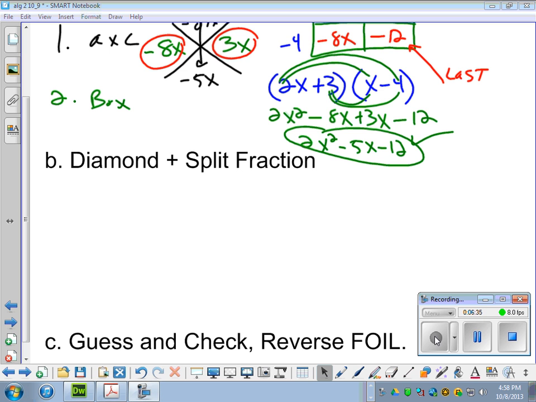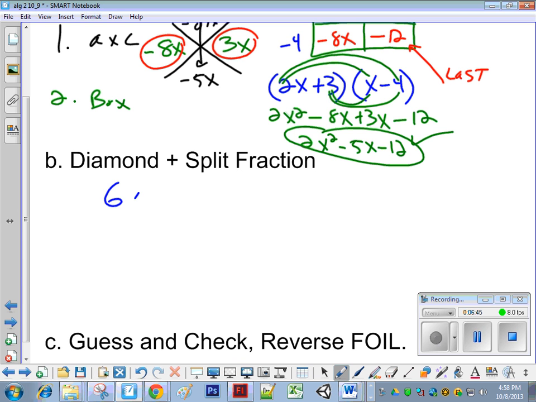Okay, for this next example, let's try something a little more challenging, and I'm going to talk about how to do the diamond and split fractions. So for this one, I'll start out with 6x squared plus 7x minus 54. I've got some large numbers we're working with. So our first step, of course, is 6x times negative 54 to go to the top of the diamond. Okay, 6 times 50 is 300. 6 times 4 is 24, so I got negative 324. And down here I have 7x.